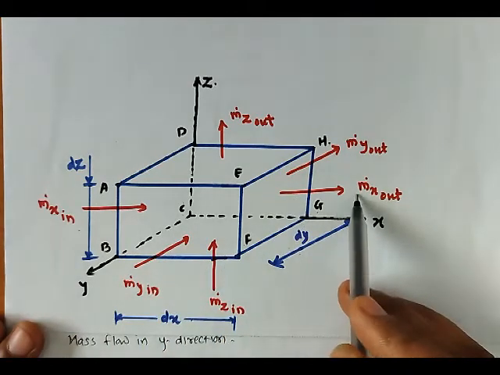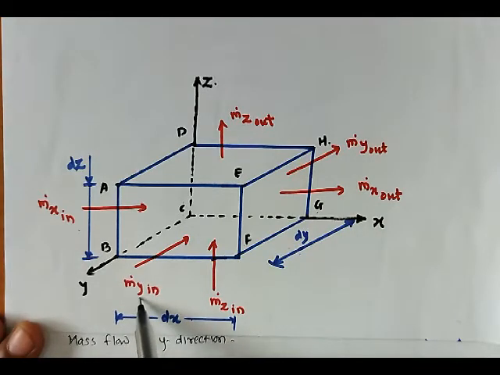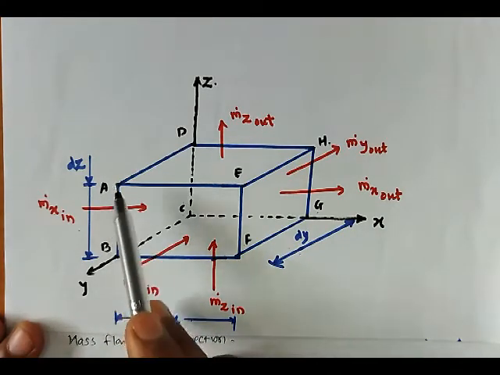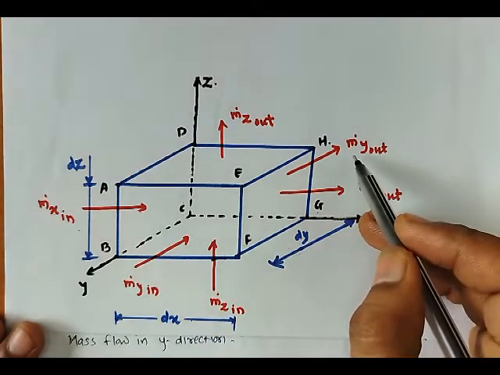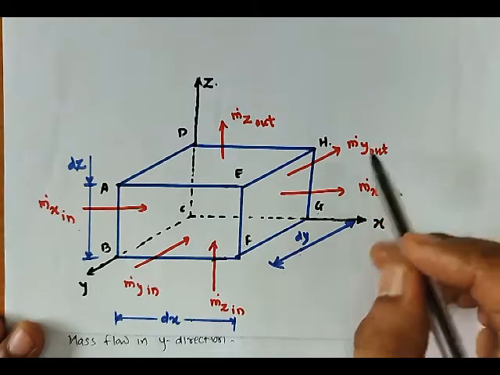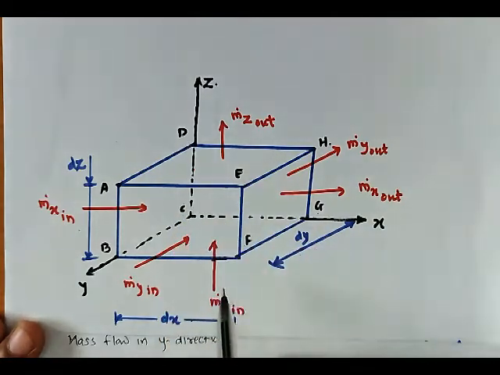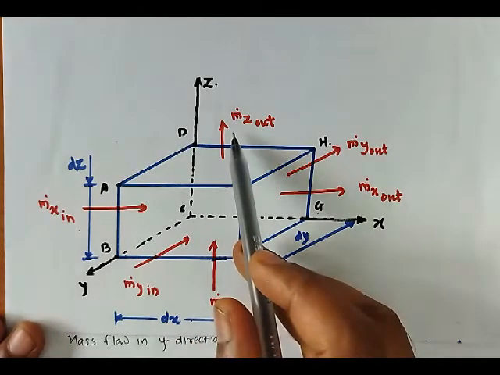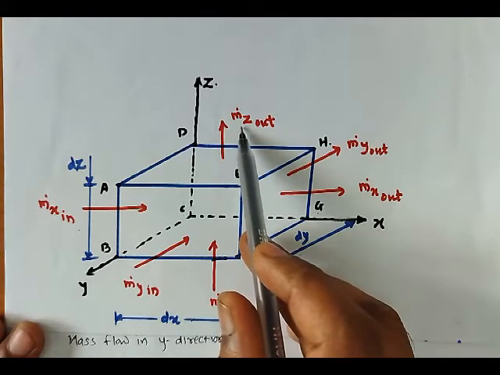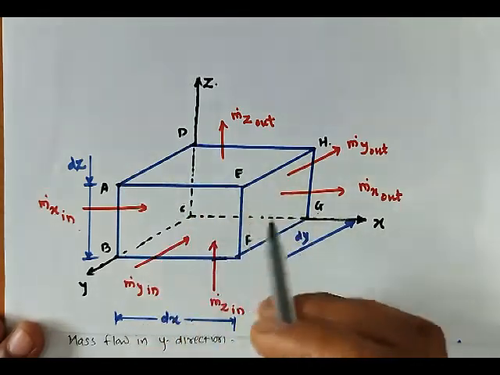Similarly, mass flow rate out is available in the X direction on the opposite face. Now here, mass flow rate in the Y direction is available through this face, A, B, F, E. Similarly, the mass flow rate out in the Y direction is available through the cross section C, G, H, D. Now in the Z direction, mass flow rate in is available through the cross section B, C, G, F, and the outlet mass flow rate in the Z direction, m dot z out, is A, D, H, E. So this is about the element.